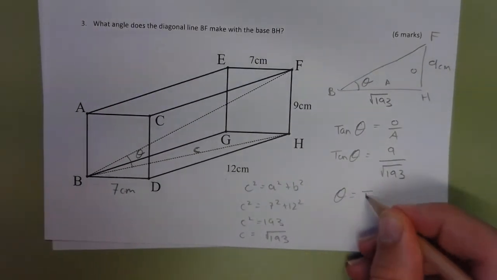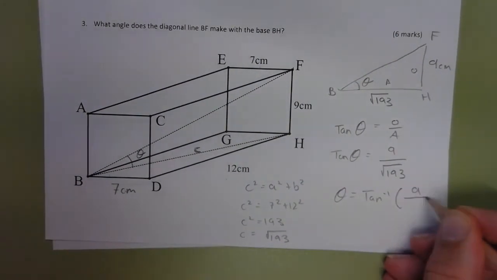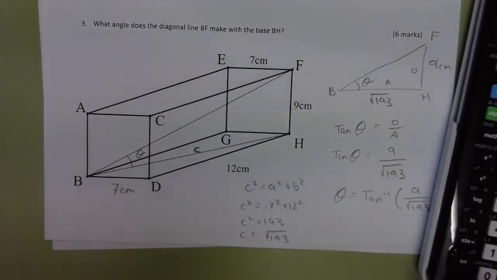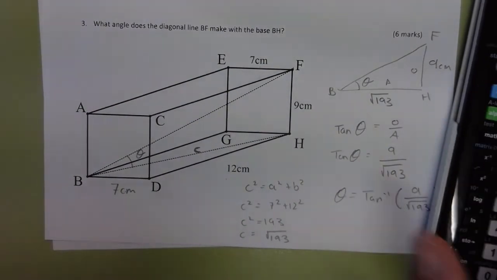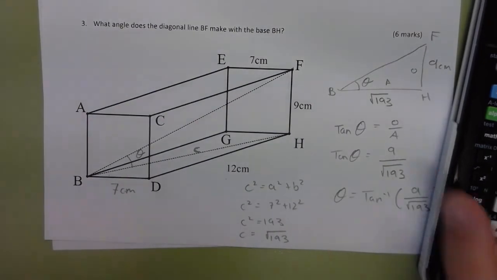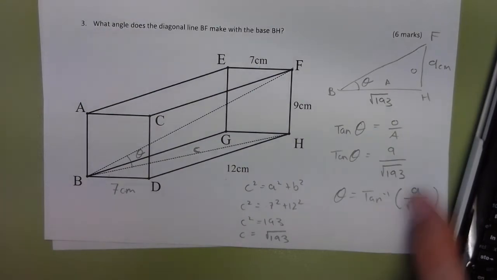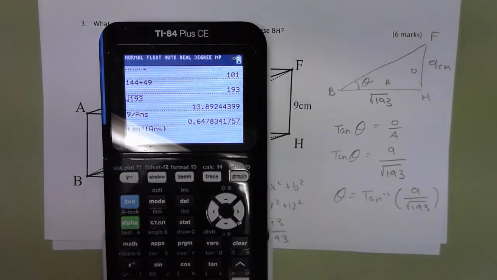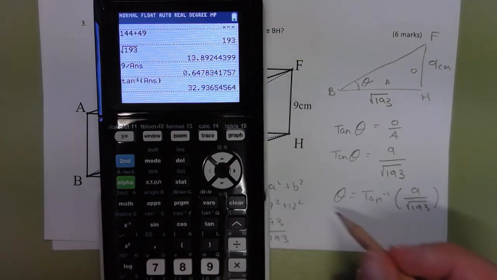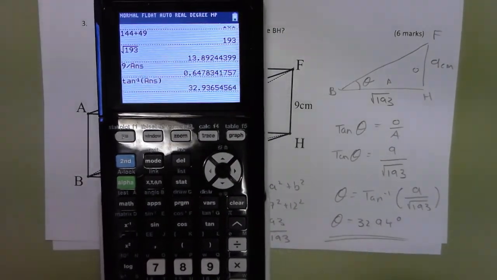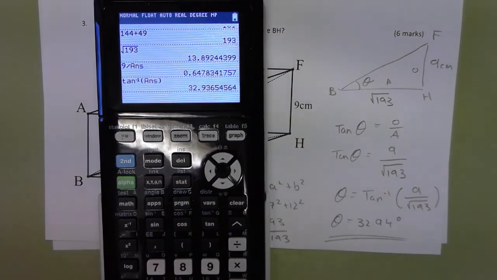So to find my angle, it's inverse tan 9 over the square root of 193, which we can just type in one go. So I'm going to go square root of 193, 9 divided by that, so I've got the brackets, and I'm going to go second function tan of that answer. I'll show you there. And there it is. So the angle is 32.94 degrees to 2 decimal places. So these are the 3 questions, which is about Pythagoras and trigonometry and applying them.